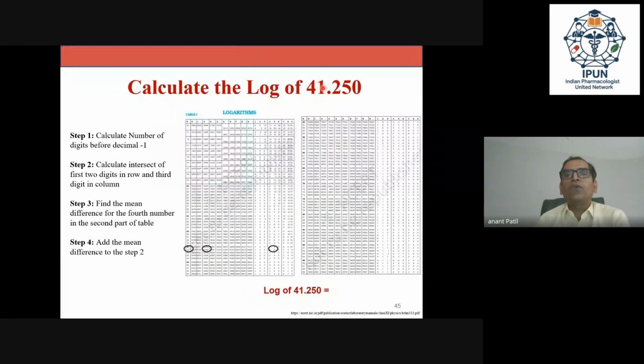Just take another example, just for understanding whether you understood or not. I want to calculate the log of 41.25. Obviously, before the decimal, there are 2 digits, so the log will become 1 point something. Now I go to the number 41. I go to 2, because there is a 2 here. And then I go to 5. I add 6149 and 5, and that becomes 6154. So that is the log of 41.25: 1.6154. 1 because there are two digits, I'm subtracting 1, that becomes 1. Then after the point, I look at the intersect of 41 with 2 and add the intersect of 5. So that is how the log is calculated.